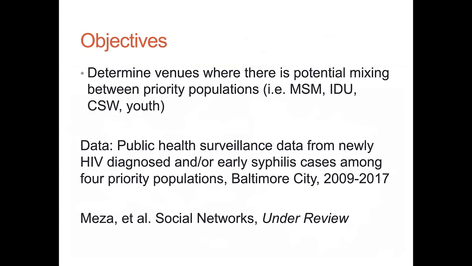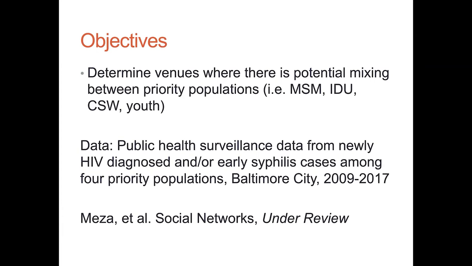So then this final piece, we were very interested also in not just looking among MSM, but we were curious about networks and their permeability across different priority populations. So we often sort of silo out, and so the second paper, we often silo out in one disease or another, but we also often silo out in one priority population or another. But there's lots of questions about the permeability across those, and it's very difficult to look at that transmission overlap. So here again, we look at venues to determine where there's potential mixing between priority populations. Here we used four different priority populations: MSM, injection drug users, commercial sex workers, and youth.